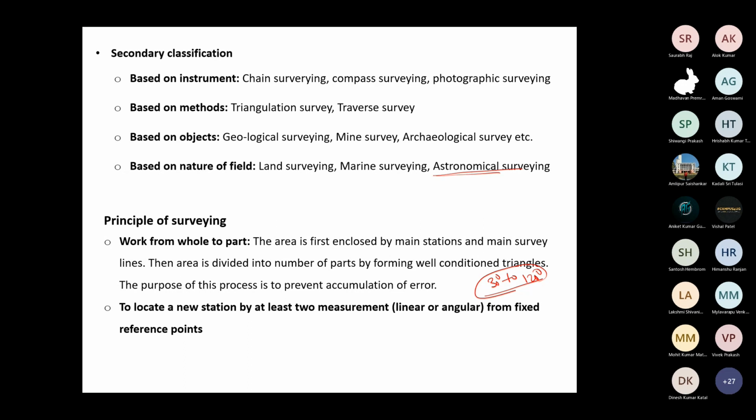Otherwise, what will happen in the survey? The error will accumulate. We cannot control it. So if you want to control the error, we should come from whole to part. If something happens, it will happen in this area. Got this point? Listen, again I am making some. If some error is there, it will happen in this part. It will not affect this part, A or B. So if an error is in this area, it will remain there. It will not go there. Are you getting my point?